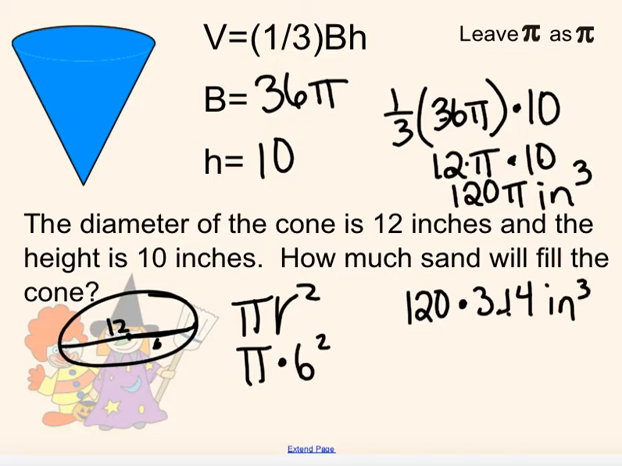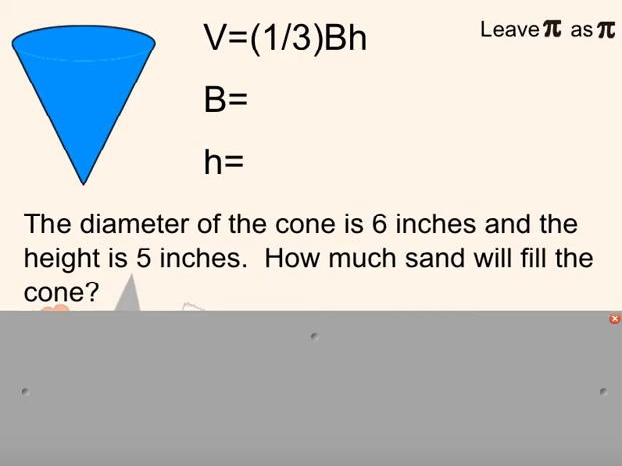Okay? So we just take 1/3 of our original cylinder. Let's try one more. So diameter is 6, height is 5, so we can find the area of the base. So pi r squared, which is pi times 3 squared, which is 9 pi. And our height is 5.